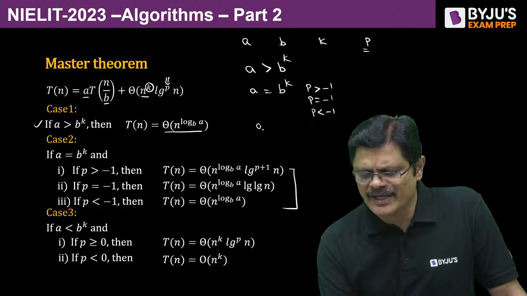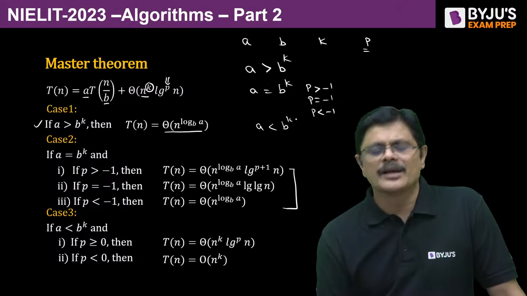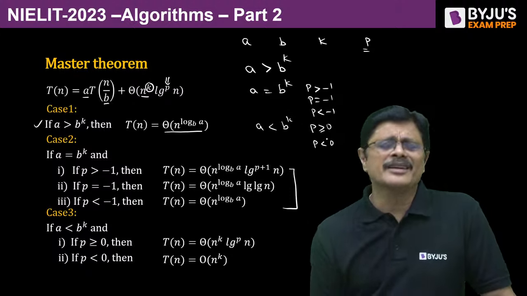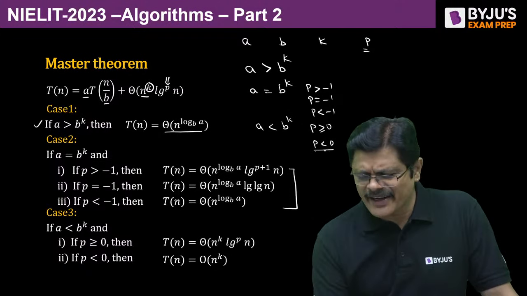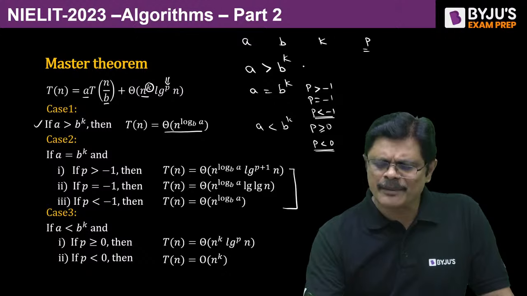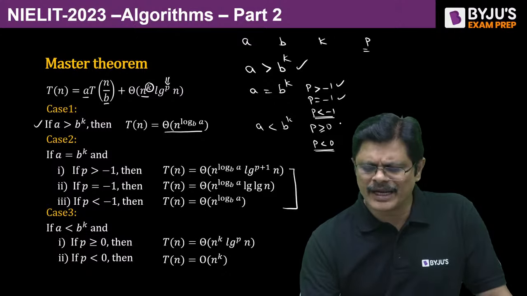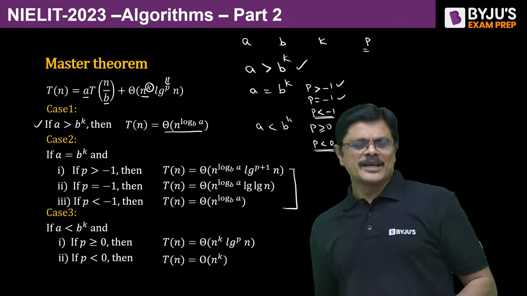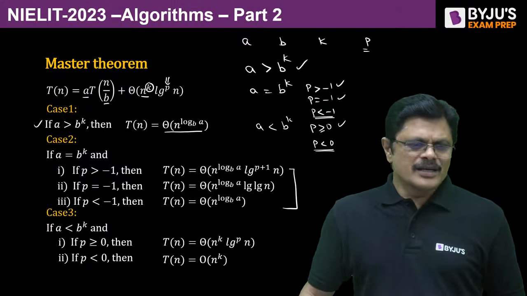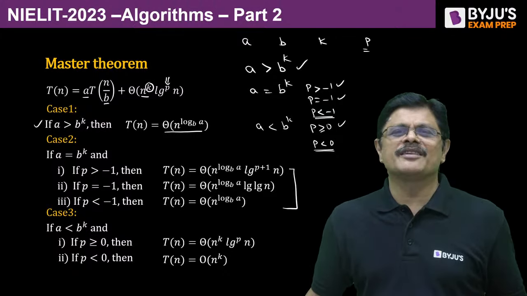And the third case, when A is less than B power K, then P greater than or equal to 0, or P less than 0, we have the required result. Of course, this is a very rare situation, my dear friends. Most of the time, you will get 1, 2, 3 and these 4 situations mainly in the questions which they ask.